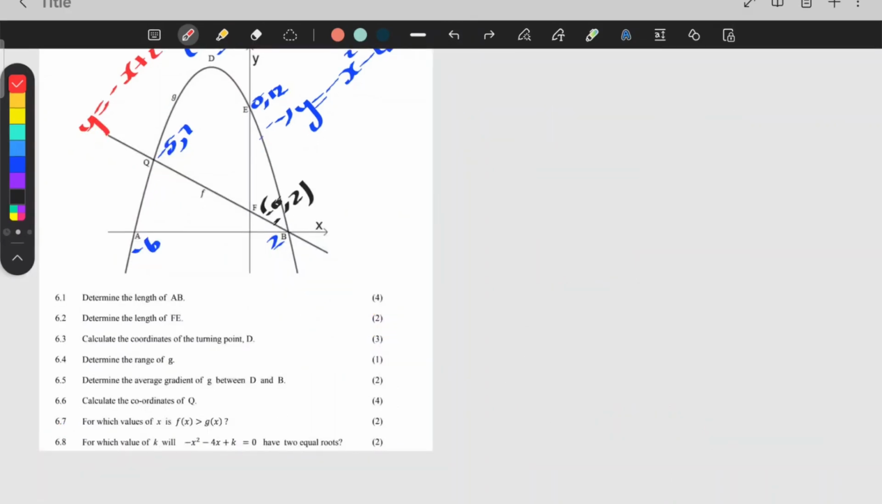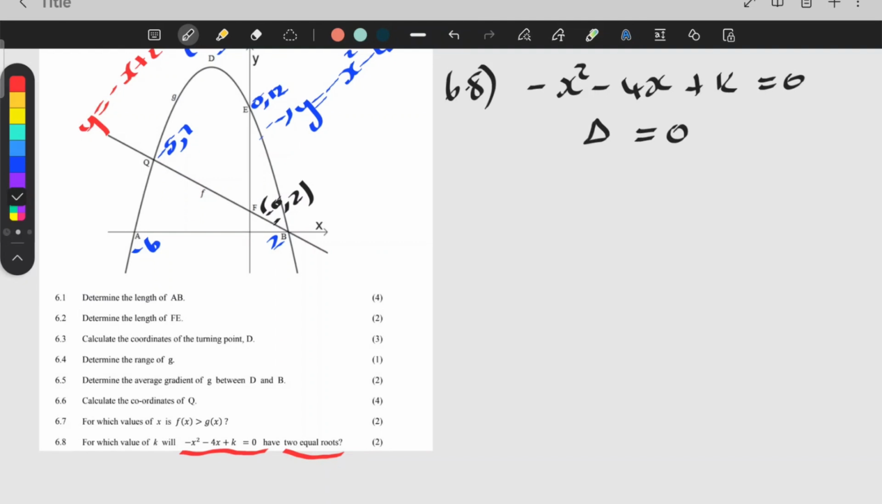6.8 says, for which values of k will this expression have 2 equal roots? So you can use the graph or we can do it algebraically. So I'm going to show you. So for equal roots, let's write the question down. Now for equal roots, delta is equal to 0.